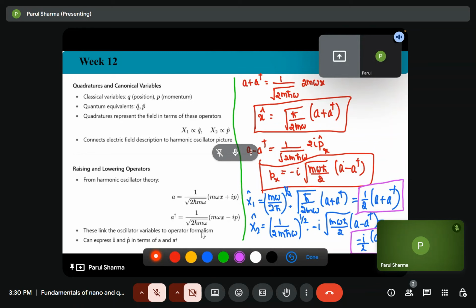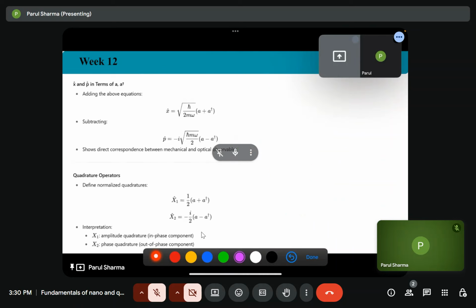position and momentum in terms of ladder operators, and x1 and x2 quadratures in terms of ladder operators. So these are the values of x and p in terms of a and a dagger. X equals to root of h cross by 2 omega times a plus a dagger. P equals to minus iota times root of h cross omega by 2 times a minus a dagger.